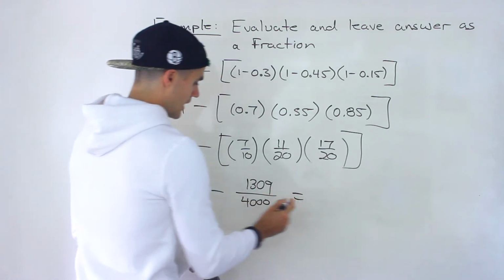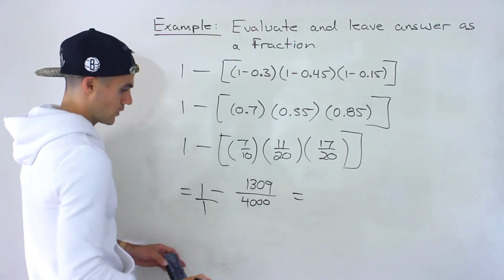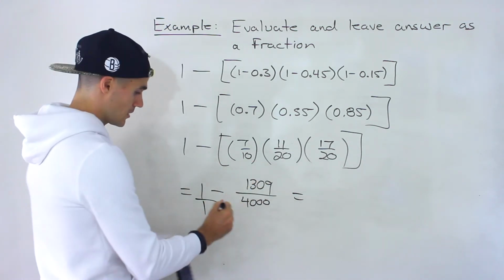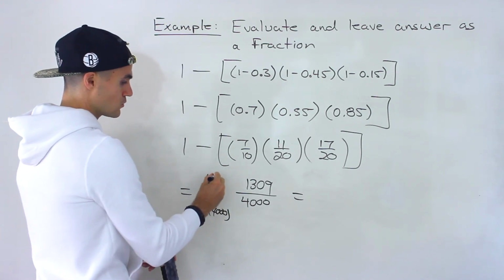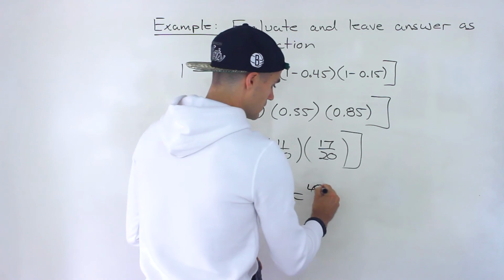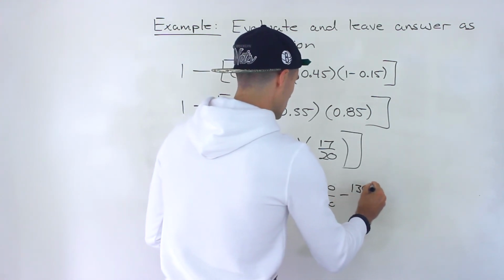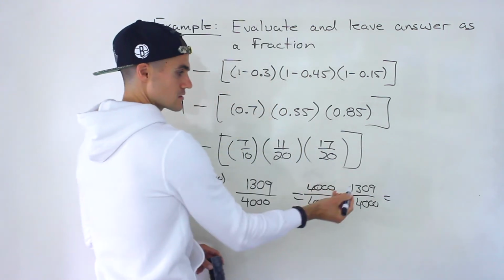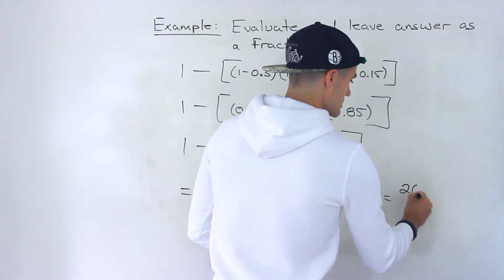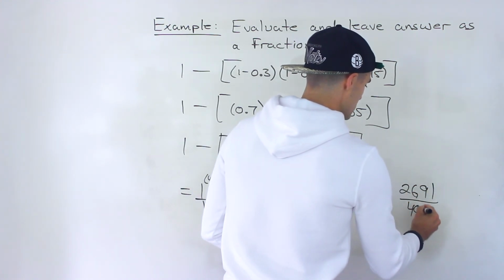And so now we have 1 minus this fraction here. What we want to do is change this to 1 over 1. Common denominator, so multiply this by 4,000, meaning the top we multiply by 4,000. So what we would have is 4,000 over 4,000 minus 1309 over 4,000. And now 4,000 minus 1309, that would just give us 2691, 2,691 over 4,000.